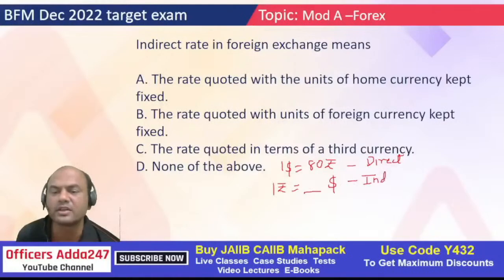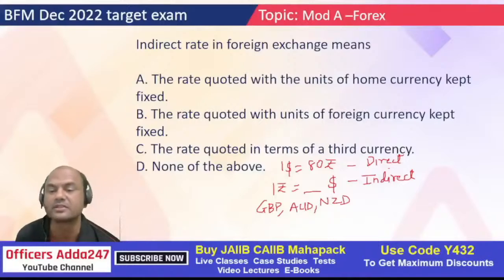In which currencies is the indirect rate given? Indirect rate is generally not given for rupees. It's generally given for GBP, then AUD, Australian dollars, then New Zealand dollars, NZD. These are the three main currencies where the indirect rate is given. There may be many others. You can type in the comment section if you know anything else other than this for indirect rate. Type fast.